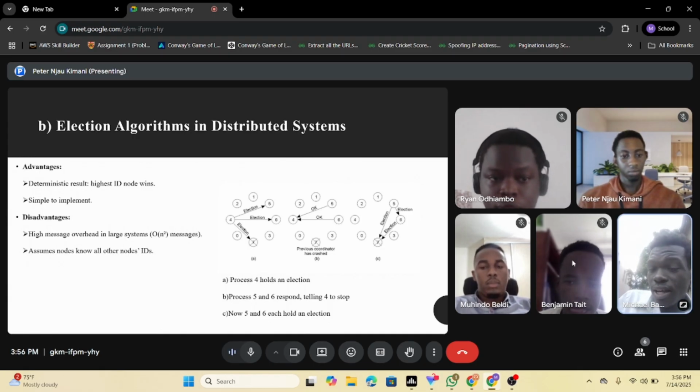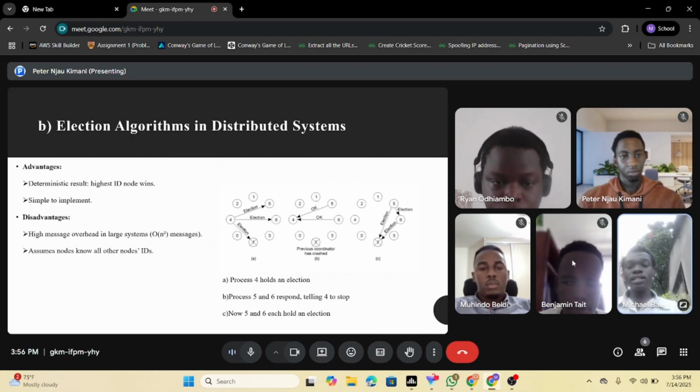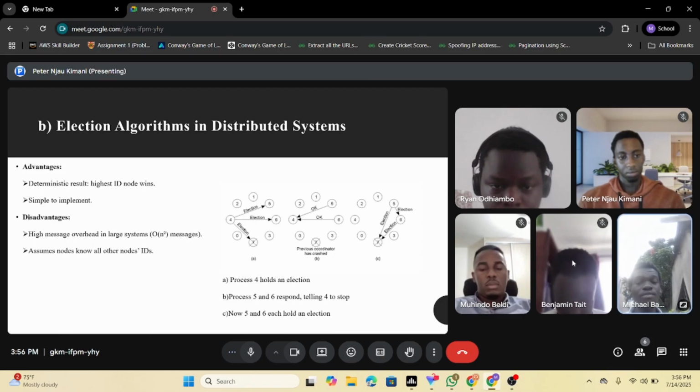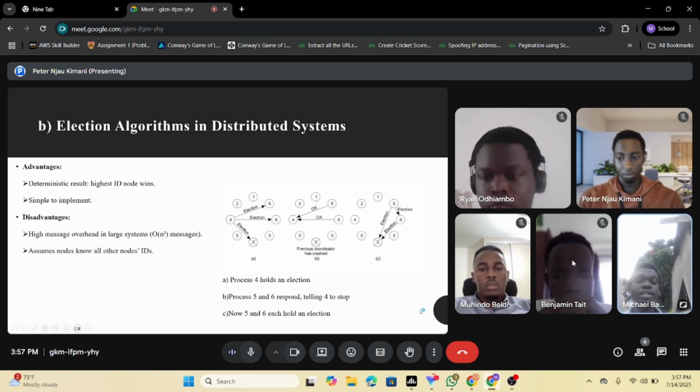High message overhead in the system. So you can see that that's the complexity. It has a very high complexity. What if you have 1,000 nodes? What if you have 1,000,000 nodes? This becomes very complex. And number two, it assumes nodes know all other node IDs. Yes, this is also one of the assumptions. Now the diagram beside there just shows the process, and it's just the same thing that I've said.